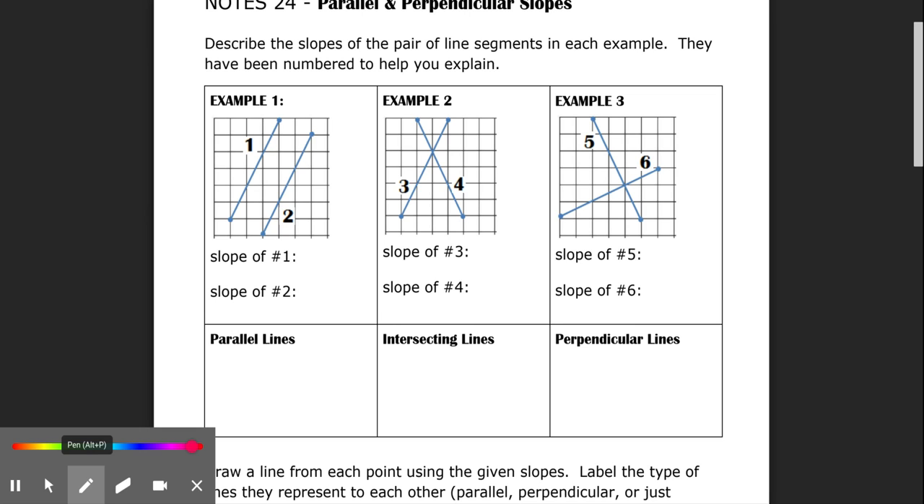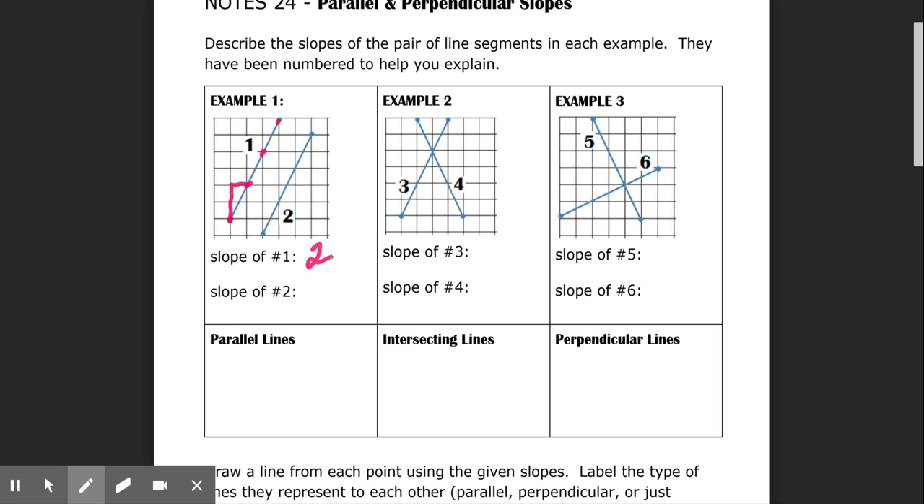Notes 24, parallel and perpendicular slopes. Describe the slopes of the pair of the line segments in each example. They have been numbered to help you explain. So on slope number 1, you can really go from this point to that point to that point. So that means going up 2 over 1. So the slope of number 1 is 2.